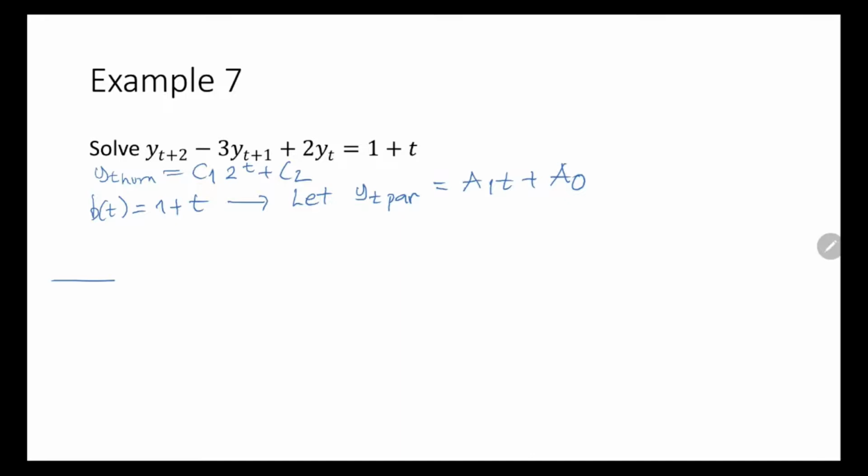But again, we have to check whether there is a same term with the homogeneous solution. You can see that here we have c2, which is a constant, and this is a0, which is another constant. So it cannot be that way. We have to multiply everything with t in order to avoid the same term in the homogeneous solution and the particular solution. So we multiply this with t, and of course we have to multiply this with t also, and we get t squared, right? Okay, let's put it back to the original equation.